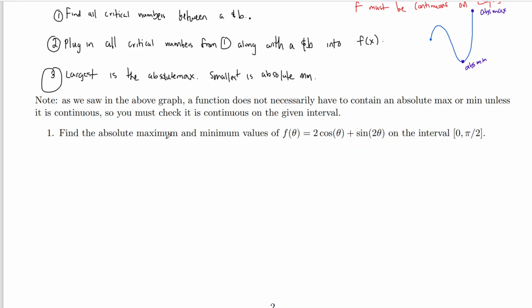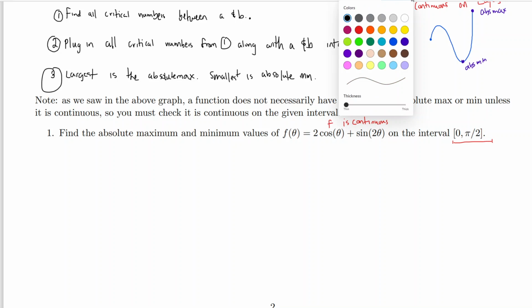So for this one, it says find the absolute maximum and minimum values of f of theta equals 2 cosine of theta plus sine of 2 theta on the interval 0, pi over 2. Well, one thing is that sine and cosine are both continuous, which means if we add them, it's still continuous. So we already have the continuity thing taken care of. We don't have to worry about, do our critical numbers work? Everything is fine. F is continuous. Now, really, we only care if it's continuous on this interval from 0 to pi over 2. So we're not going to necessarily speak specifically about this, but it is continuous everywhere, so it's continuous here.